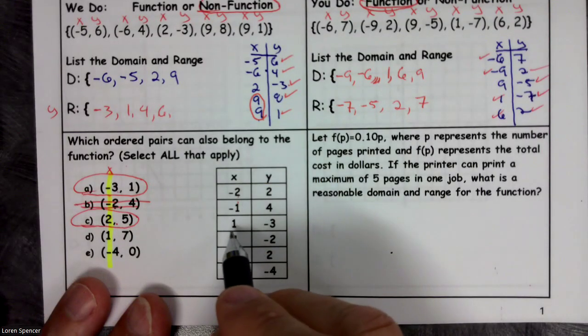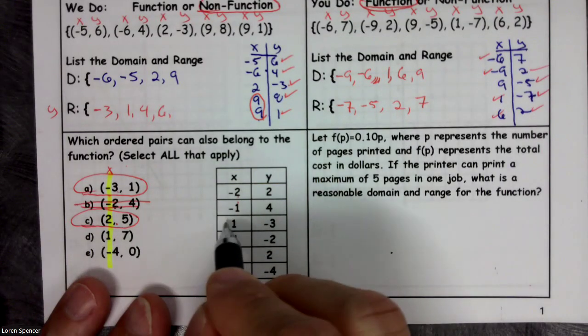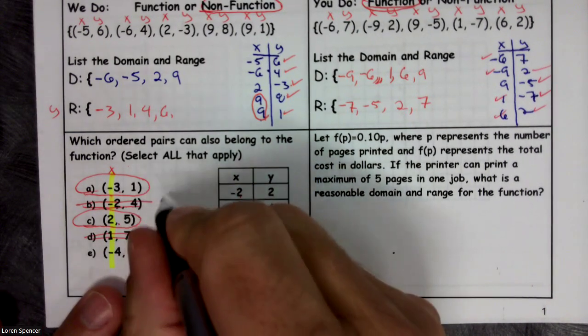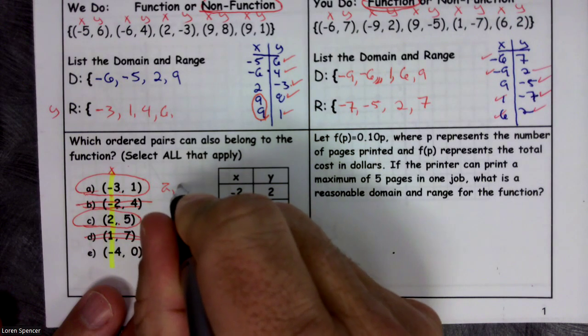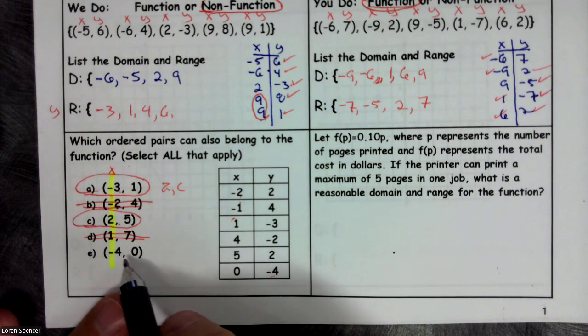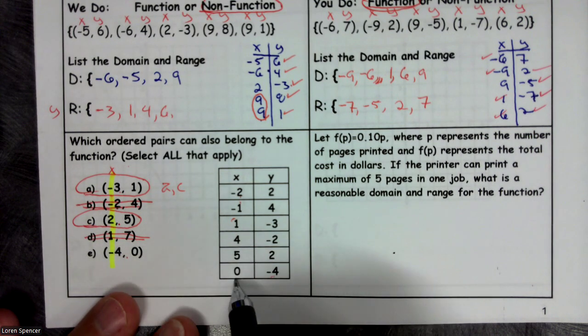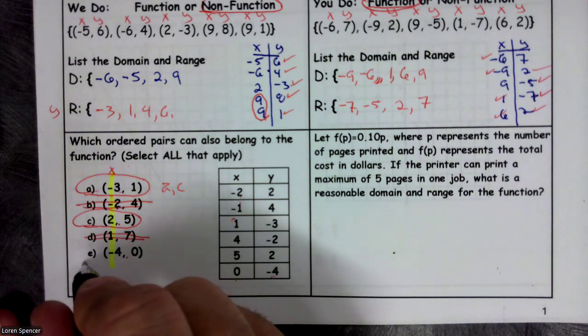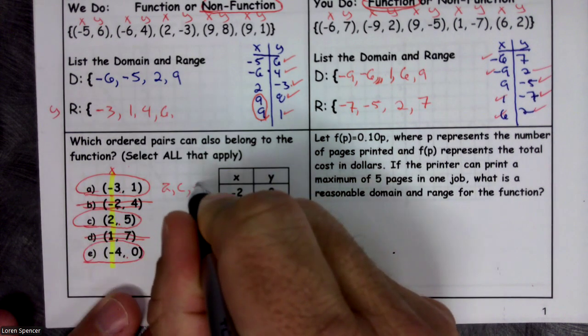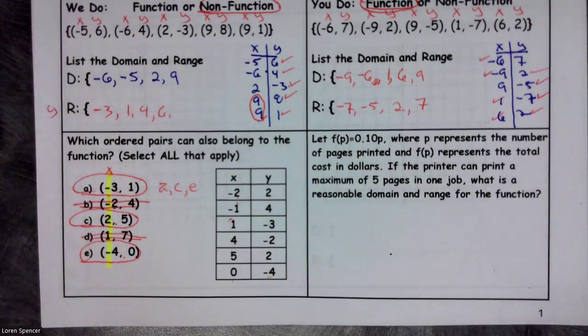1, 7. Well, guess what? I have a 1 here. So this one cannot be. So far, we have A, we have C, and then we have -4, 0. Well, this is 0, -4, but guess what? -4, it's not repeating. So this one is also good. So we actually have ACE, which hopefully you will ace our test.